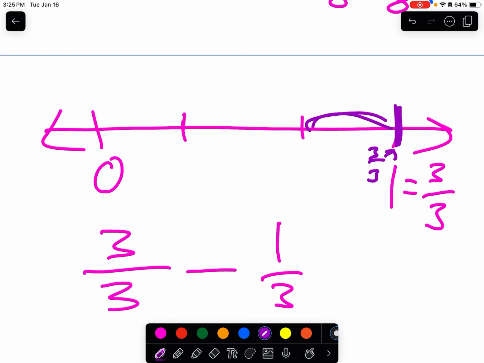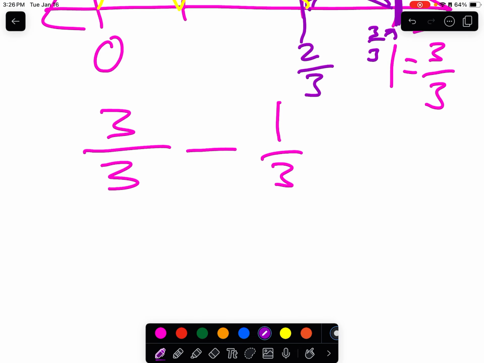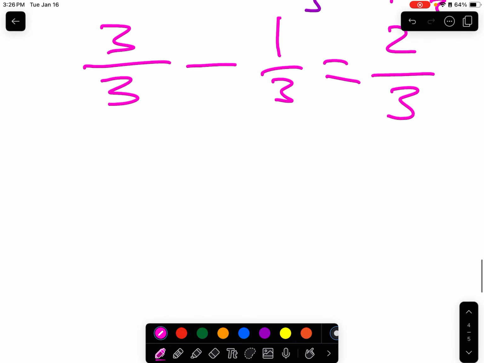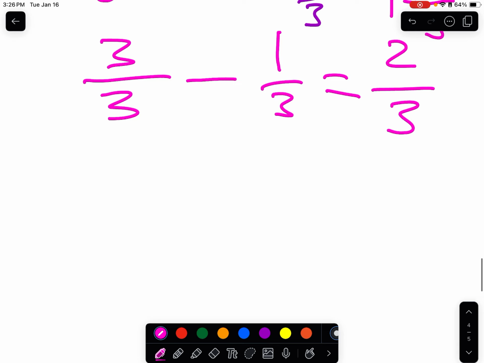We're going to jump back 1/3 because we know each of these segments here is equal to 1/3. And let's see what we have. Well, we've got 1/3 there plus another 1/3 there. We are actually at the 2/3 mark. And again, what do you notice? All you need to do is keep the denominator the same and subtract the numerators. 3 minus 1 is 2, so your answer is 2/3. So adding and subtracting with like denominators works exactly the same way.